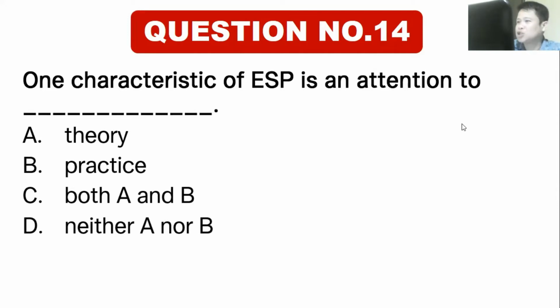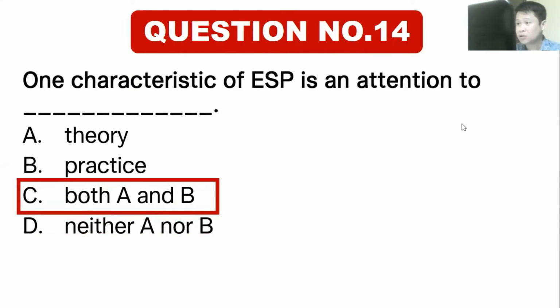Again, one characteristic of ESP, that's again English for specific purposes, is an attention to A, theory, B, practice, C, both A and B, both theory and practice, D, neither A nor B. Correct answer is letter C, both theory and practice. One characteristic of ESP is an attention to both theory and practice. So ESP gives attention to both theory and practice.